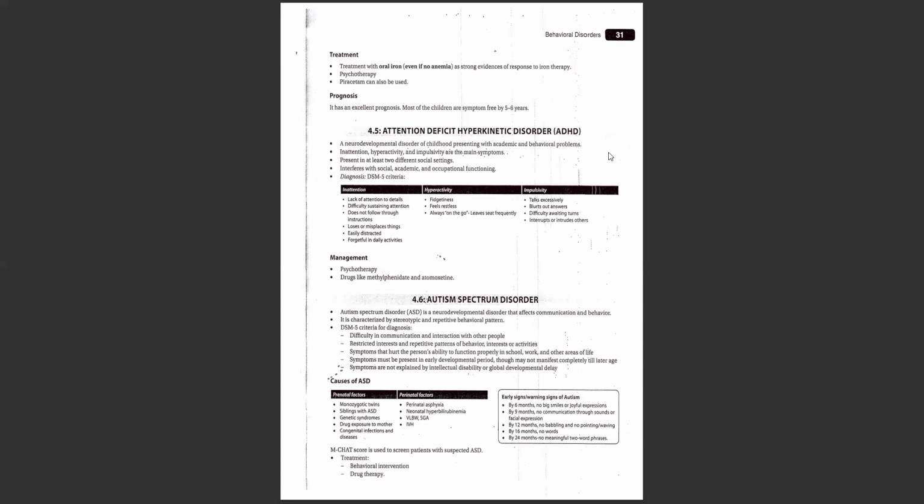Even if there is no anemia, we have to supplement oral iron because there is strong evidence of response to iron therapy. Then we have to go for psychotherapy, and paracetamol can also be used. The prognosis is excellent for breath-holding spells. Most children are symptom-free by 5 to 6 years of age.